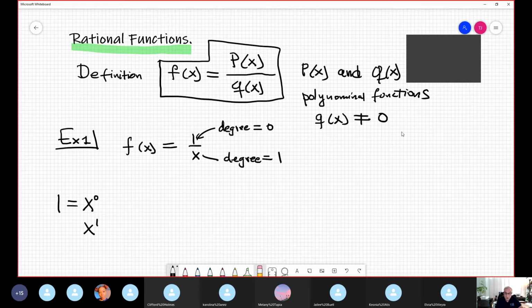Okay. So the degree is the highest exponent. In this case, it's 1 and 0, but not all will happen. Let's see several examples I bring today.